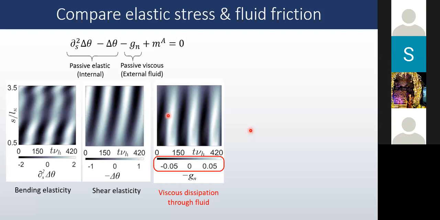So what does that mean? I have no dissipation in this system. The only dissipative source was fluid and it is much less than the elastic stresses. So my amplitude should have gone to infinity, but no, I have stable oscillations.